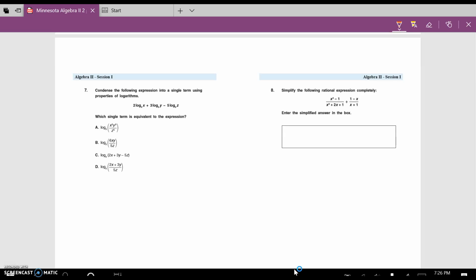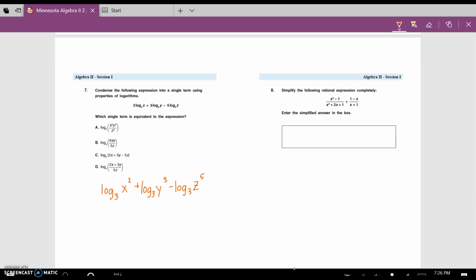So then number 7. Number 7 is the video that we talked about right before spring break of logarithms. Okay, we talked about the properties. So anytime the 2 is in front, that means that it's going to be the power. So that means it's going to be log base 3 of x squared plus log base 3 of y cubed minus log base 3 of z to the 5th.